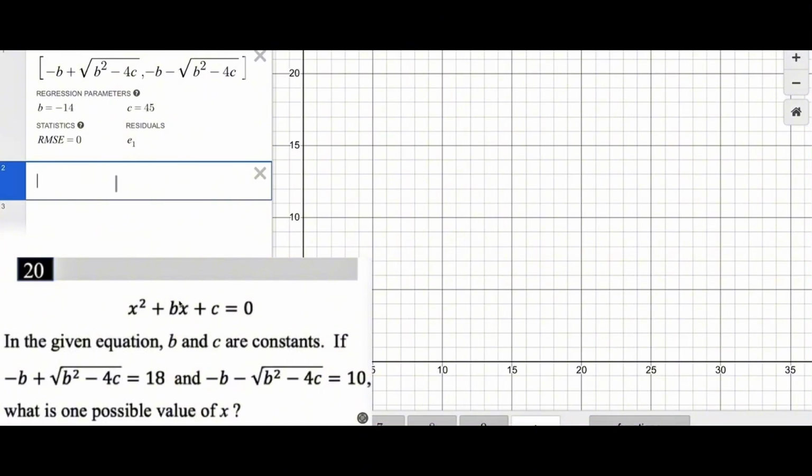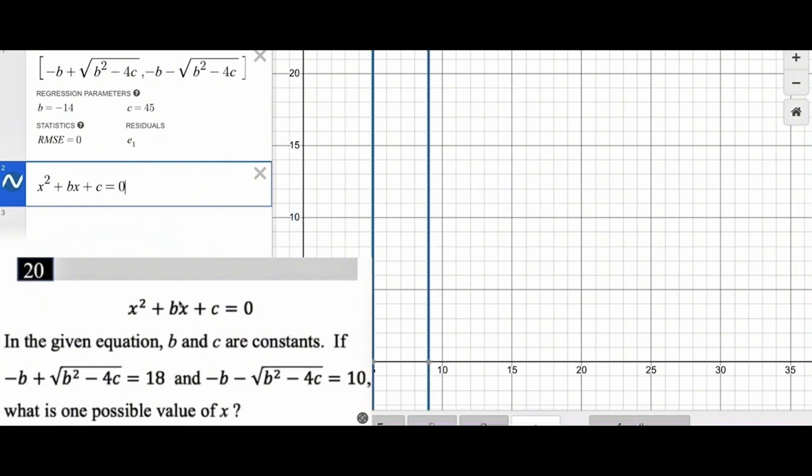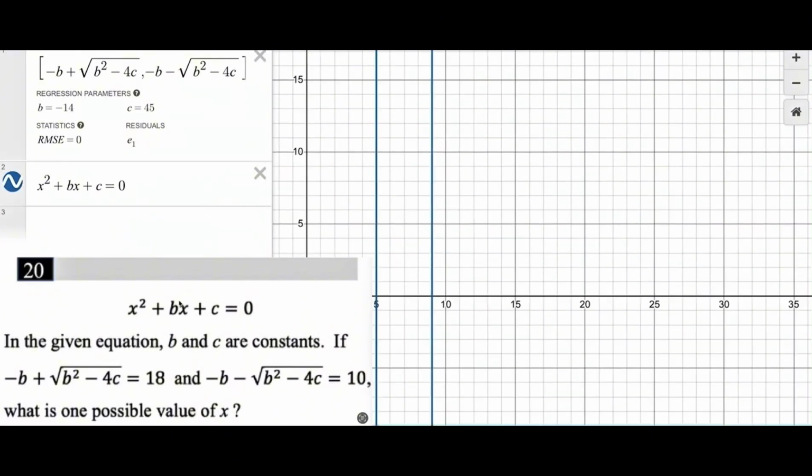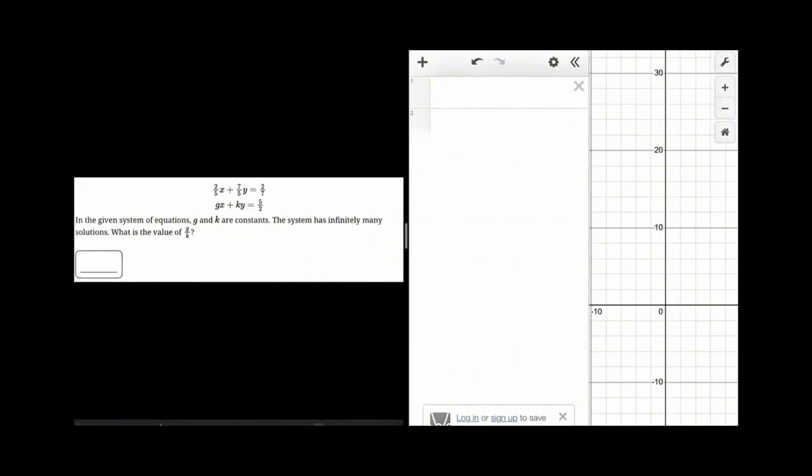Now all we gotta do is just put the whole equation of x squared plus bx plus c equals 0. So now as we can see in the graph, 2 of these values, 5 and 9, are our x-intercepts. So the possible value of x could be 5 or 9. So either 2 of these choices will be our correct answer for this question. Okay, so let's move on to the next question.